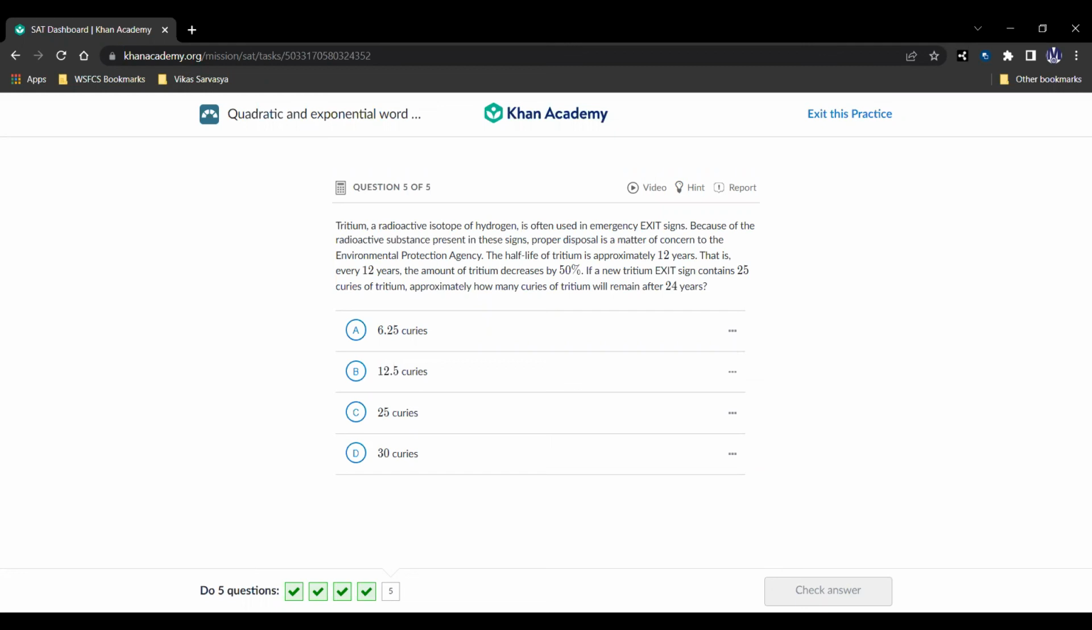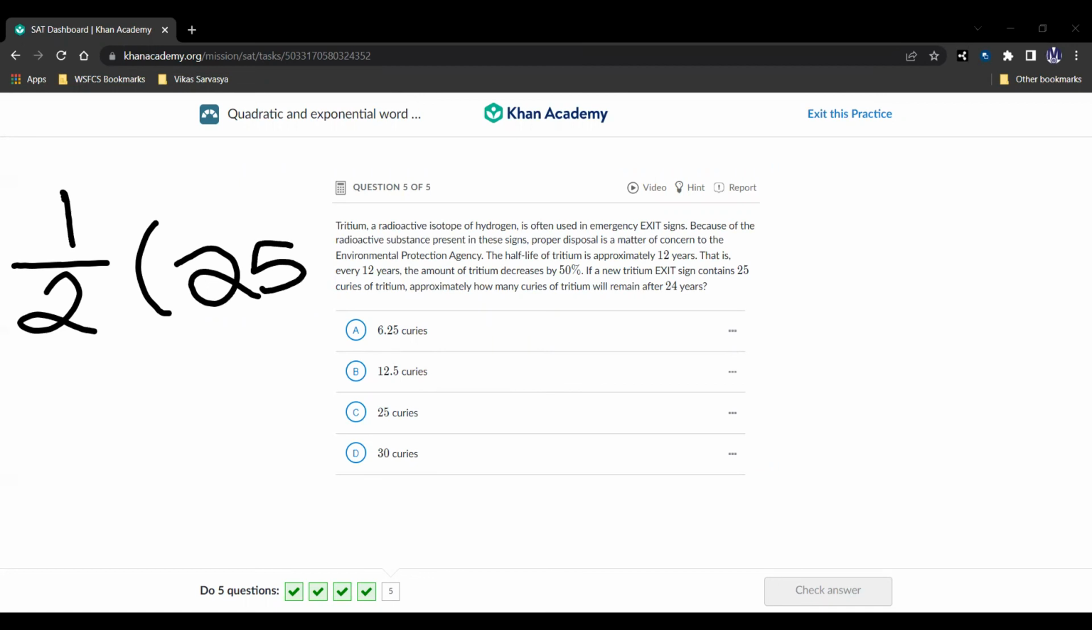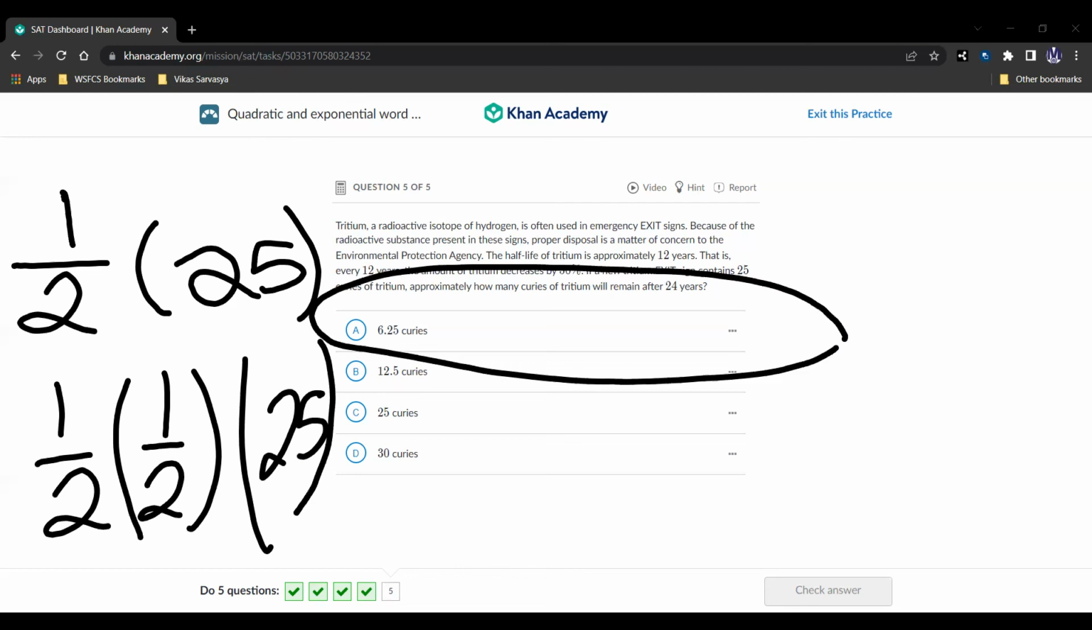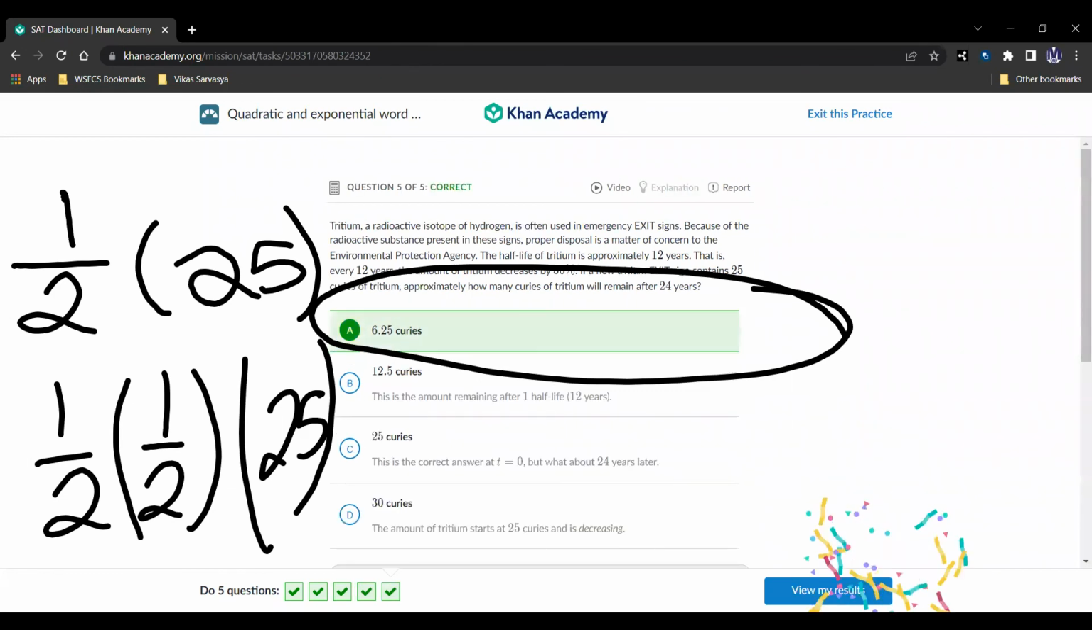Well, after 12 years, you're going to have half of 25. And after another 12 years, 24 years, you're going to have half of that half of the initial 25. So that's going to be 1/4 of 25, which is 6.25 curies. So your answer is simply going to be 6.25 curies, and we are done.